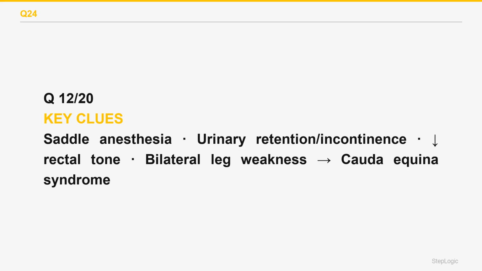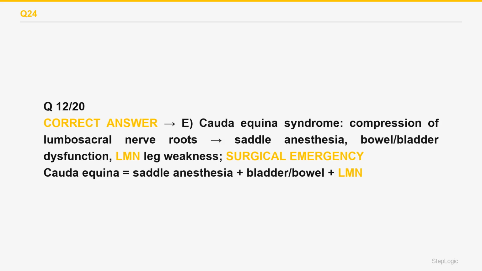The classic features are saddle anesthesia, numbness over the perineum, buttocks and inner thighs, bladder and bowel dysfunction, urinary retention with overflow incontinence, decreased rectal tone, fecal incontinence, and bilateral lower extremity weakness with reduced reflexes. The correct answer is E.